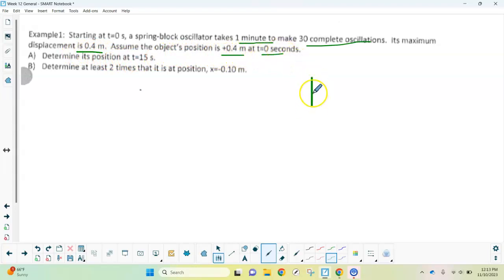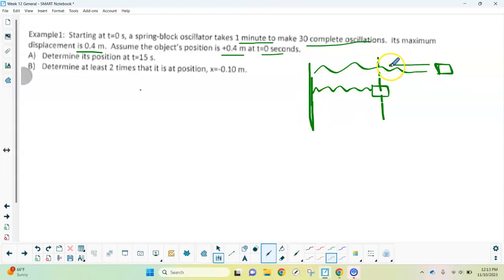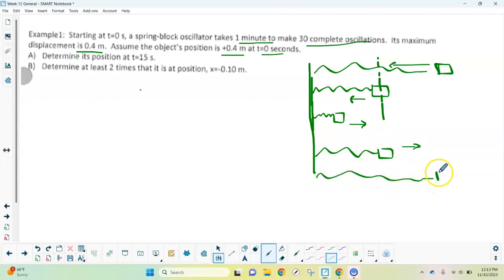So if we stretch this out, if this is the equilibrium position again, we're starting at this point where it's at its maximum amplitude. Then it's going to oscillate through these positions. It's moving to the left, it's going to keep moving to the left through that point, and then it's going to be at maximum compression. Then it's going to start moving back. I like drawing this out because I think it visualizes what's happening, and eventually that's going to be one complete cycle.